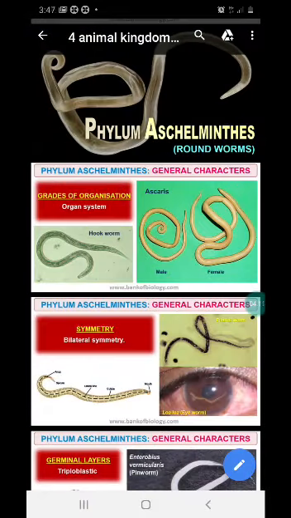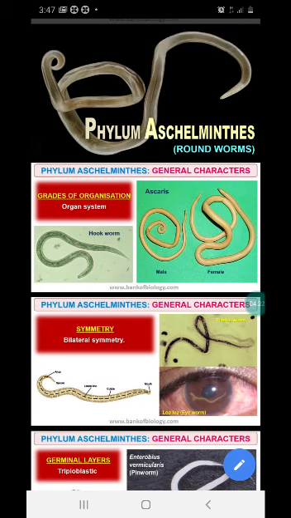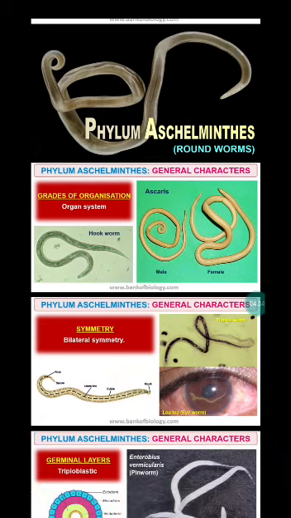Next, coming to phylum Aschelminthes, which means roundworms, right? As the name says, their body is rounded. In cross section you can find they are cylindrical or rounded in shape. Coming to the general features, they possess organ system level of organization. They have bilateral symmetry, they are triploblastic, and they possess what is called a pseudocoelom. Pseudocoelomate.